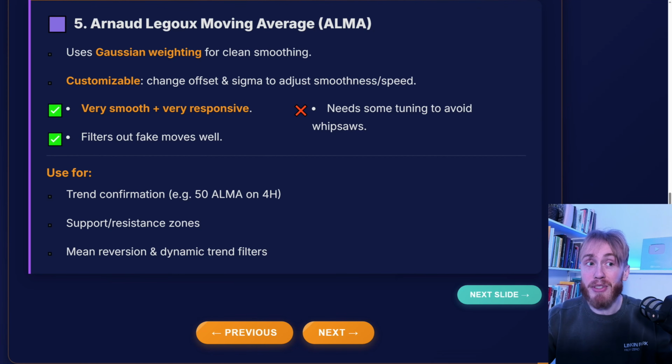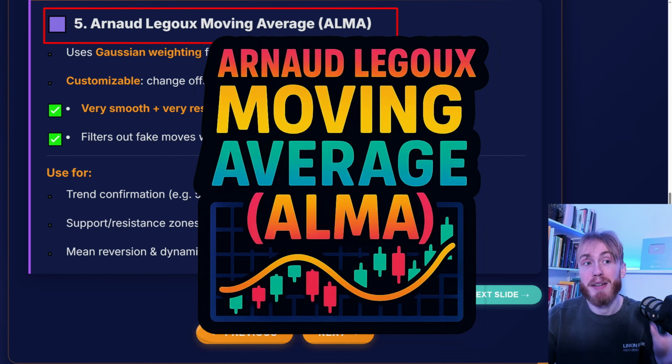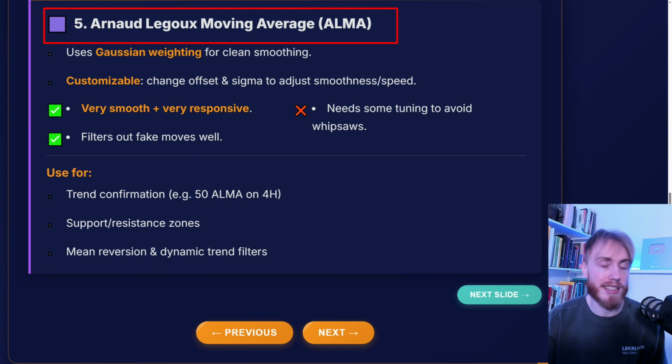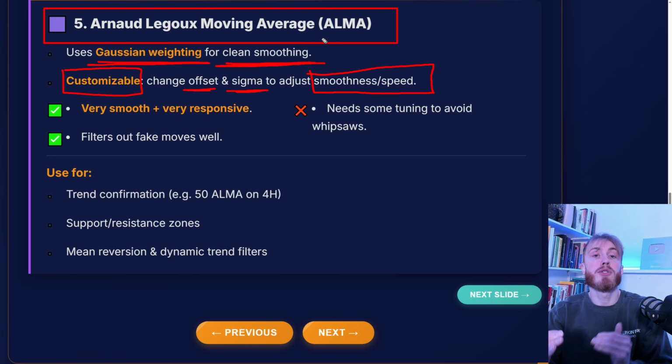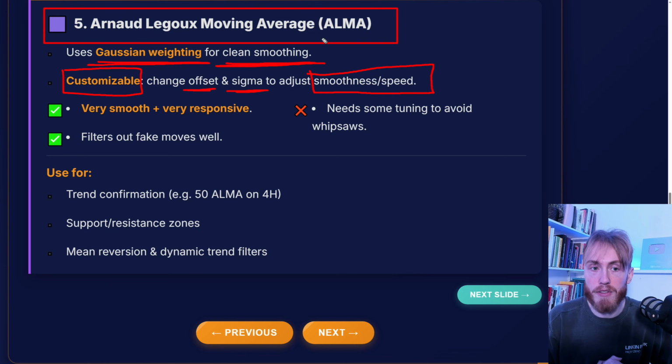All right, so last but definitely not least here, I want to talk about the ALMA moving average. This is yet another less common moving average, but it can be very powerful. But first of all, how does the ALMA work? Well, the ALMA uses something called Gaussian weighting, and this will give clean smoothing. So just like the Hull moving average, it has a very clean smoothing. And one very nice thing about the ALMA is that it's very customizable. So you can change things like the offset and sigma, and you have lots of room to affect the smoothness and the speed of the ALMA.